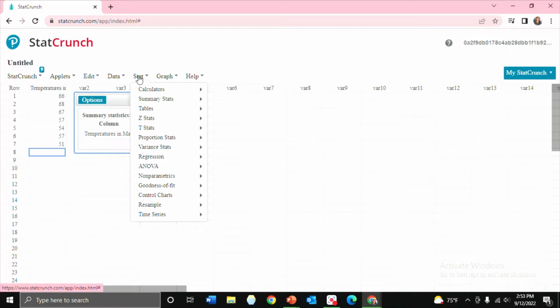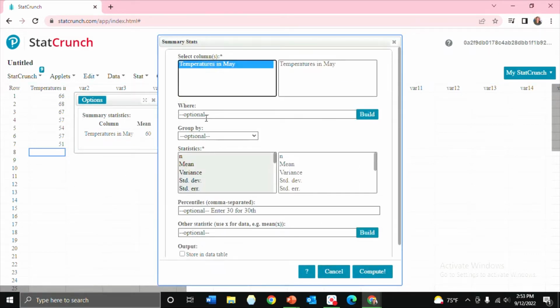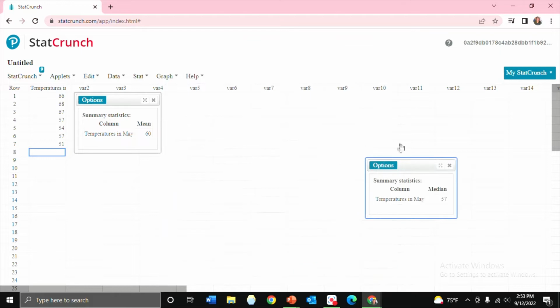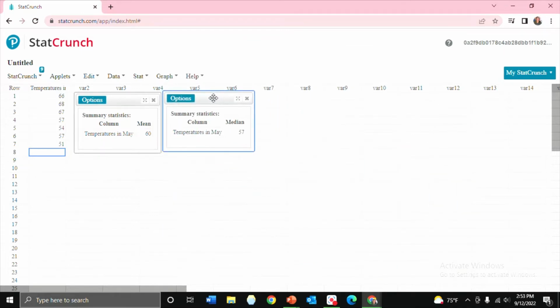Again, we're going to Stat. It's still a summary statistic. We're going to Columns. We always have to select our variable, only now we're going to select median. Where is it? Here it is. And then I click compute. If we lined these up in ascending order from the smallest temperature at 51 degrees all the way up to the largest temperature at 68, and filled in all the temperatures in between, and looked right smack dab in the middle, we would hit 57 degrees.